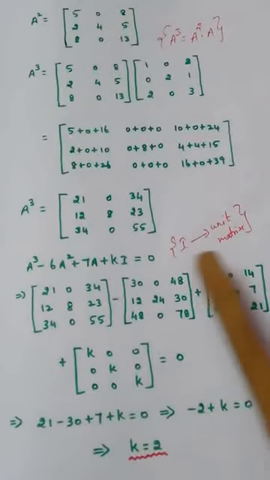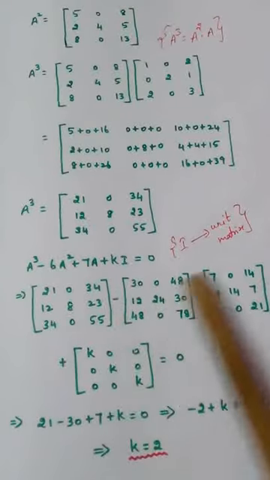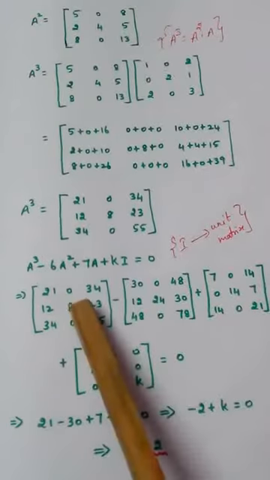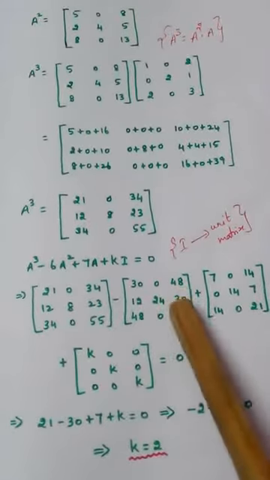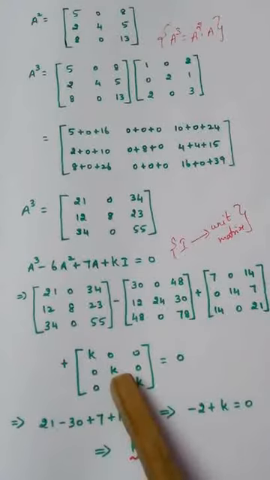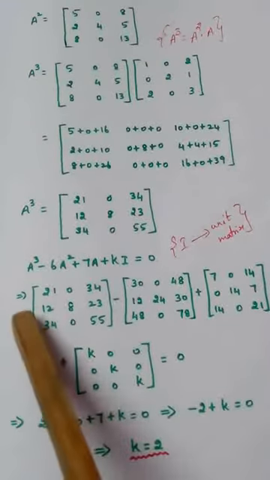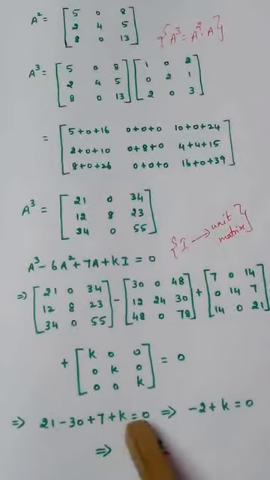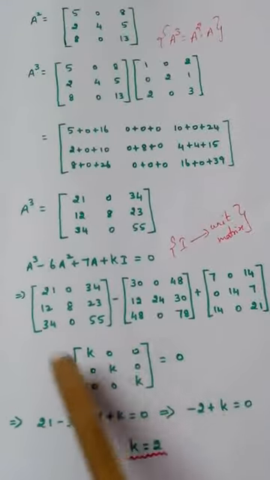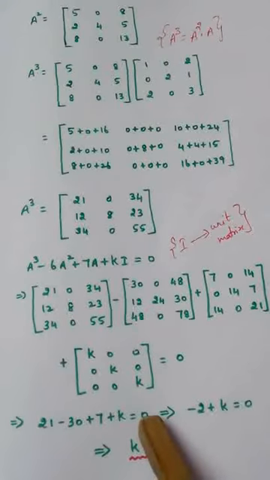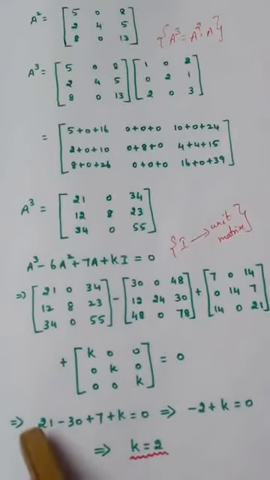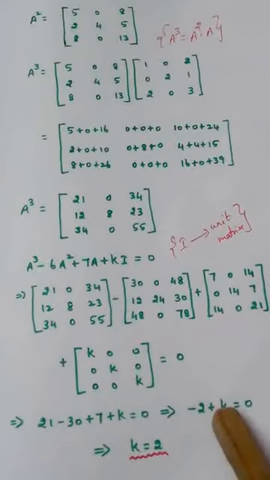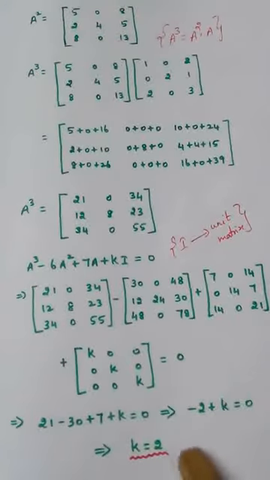Even I can take second elements and all, but I cannot get k values anywhere. Even I can take this. So if I take all these numbers, 8 minus 24 plus 14 plus k, that also I can do. But here the first element itself will be easy for us. Take all the first elements, and since the answer is 0, the first element answer should be equal to 0. Right. Now just simplify this. 21 plus 7, 28 minus 30 is minus 2 plus k. So from this, k value is 2.